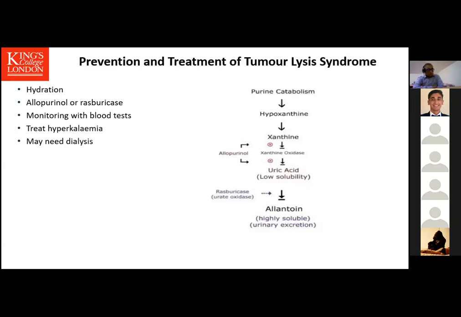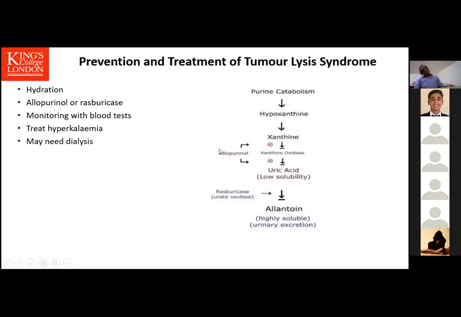So there are two drugs. One is called allopurinol, which is a xanthine oxidase inhibitor. If you can see the series here, there's a purine catabolism. Hypoxanthine is converted into xanthine, and then xanthine is converted into uric acid. So how allopurinol works, it actually stops the conversion of xanthine into uric acid, but it's a slow process. The uric acid has a low solubility, and it can actually clog the kidneys and cause renal failure. So this is one drug.